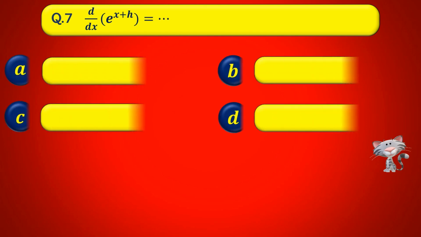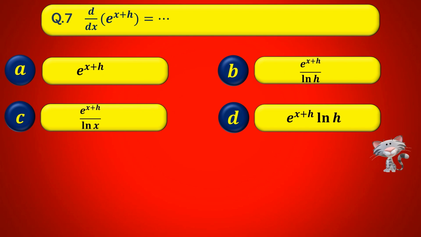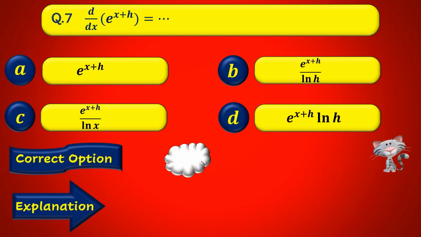Question number 7: Derivative of e to the x plus h is equal to, and the options are option A e to the x plus h, option B e to the x plus h over log of h, option C e to the x plus h over log of x, option D e to the x plus h into log of x. What's the correct option? Let's explain.